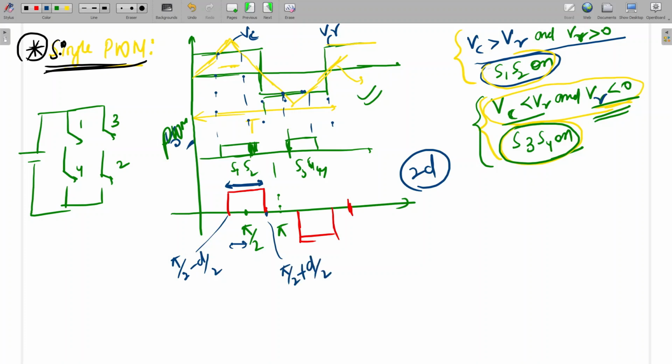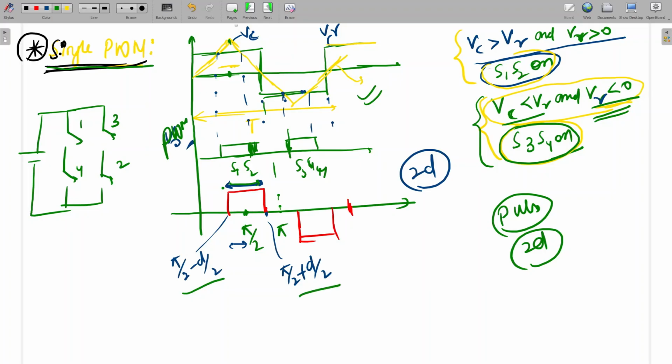Is it clear? So normally in the question they will give a single PWM kind of question and they will give the pulse width, or they will ask what will be the pulse width. So pulse width will be 2D. This 2D I am taking is the pulse width. So that will be this middle. See, this middle point will come at pi by 2. So this will be pi by 2 plus d by 2, pi by 2 minus d by 2. Is it clear?